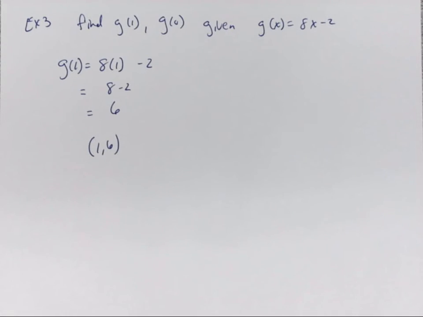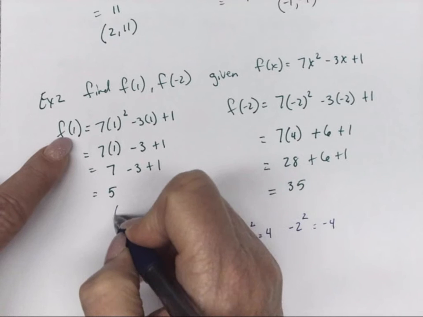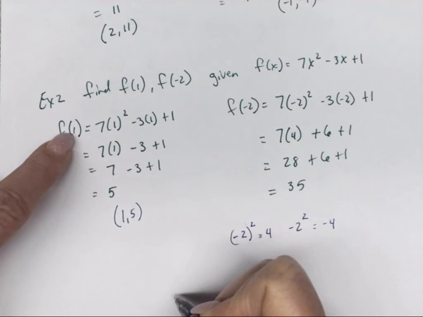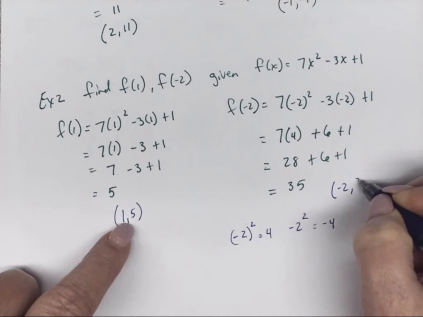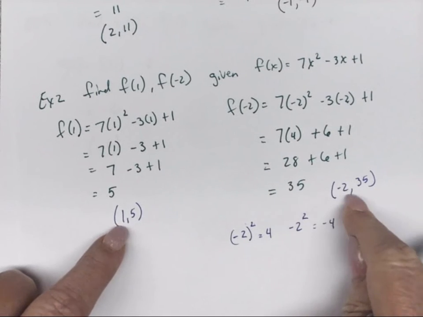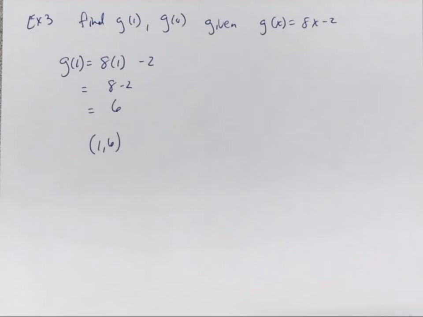Oh, and on this last one, I did not do the points, did I? Sorry about that. So this would be 1 comma 5. X was 1, this one's 5. And this one would be negative 2 comma 35 if we're looking at the points. Just put your x and then whatever the y value ended up being.